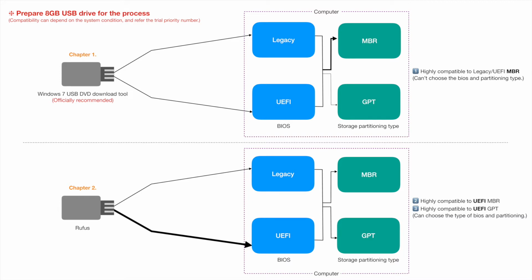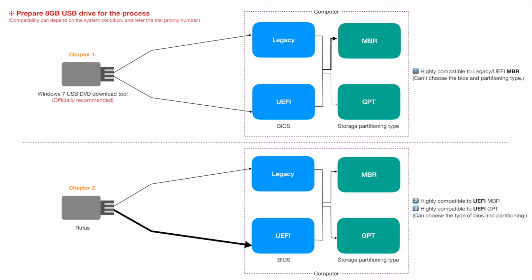You should also check your storage partitioning type because you are going to install Windows on your local storage like hard disk or SSD. Your storage partitioning type would be MBR or GPT. Most Windows computers would be MBR, so you may not have to consider GPT. If the booting mode between USB drive and BIOS doesn't match, you may not see the installation screen.